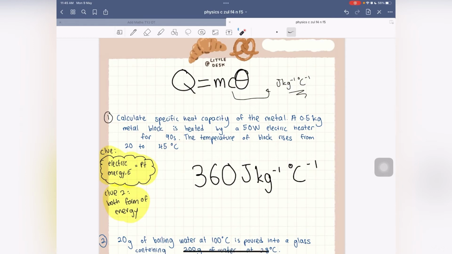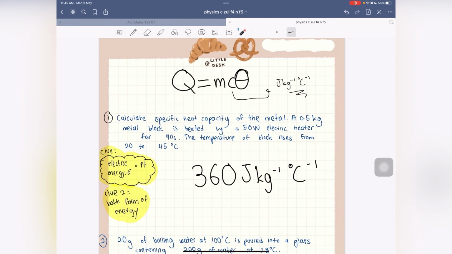The temperature of the block rises from 20 degrees to 45 degrees. We know that Q equals mcθ. They want to find out the specific heat capacity. But here's the problem. We have two unknowns. We don't know the quantity of heat, and we don't know the value of the specific heat capacity, which is what the soalan is asking for.